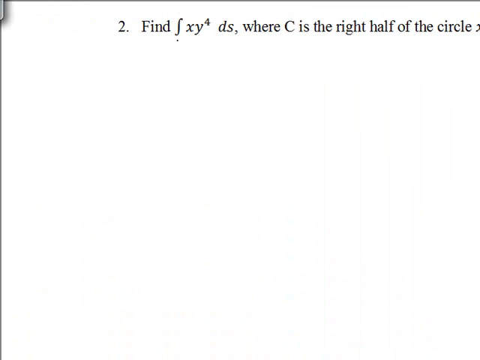Find the line integral over c of the function xy to the 4th ds, where c is the right half of the circle x squared plus y squared equals 16. We need to parameterize, always do that. We need to parameterize this c. Let's draw it and see what it looks like. So it's the right half of the circle. What is the radius of that circle, please? 4. Okay, so that's negative 4, 4. Okay, so let's parameterize c.